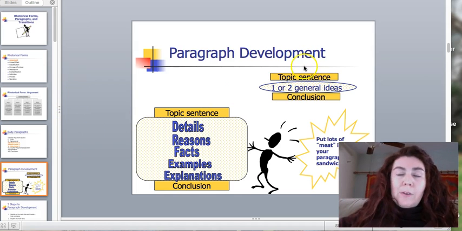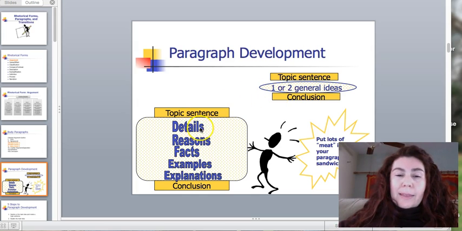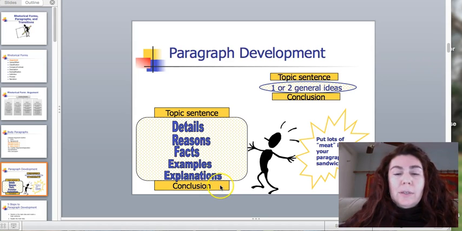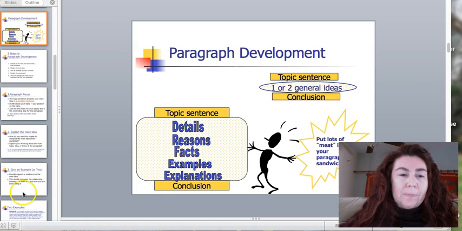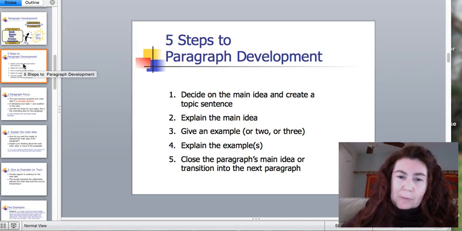So the basic format for a well-designed paragraph is you begin with a topic sentence, you have one or two ideas that are supported with details, reasons, facts, examples, explanations, and then you conclude or transition into your next topic area. So that's the basic format, and I'm going to break that down into 5 steps for you.